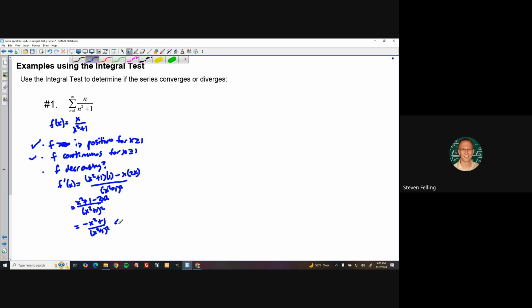And that will be less than 0. That will be negative as long as x is larger than 1. At 1, this is equal to 0. So what we can say is f is decreasing for x greater than or equal to 2. It starts at the second term, that starts to be true. All right, so that means that the integral test applies.